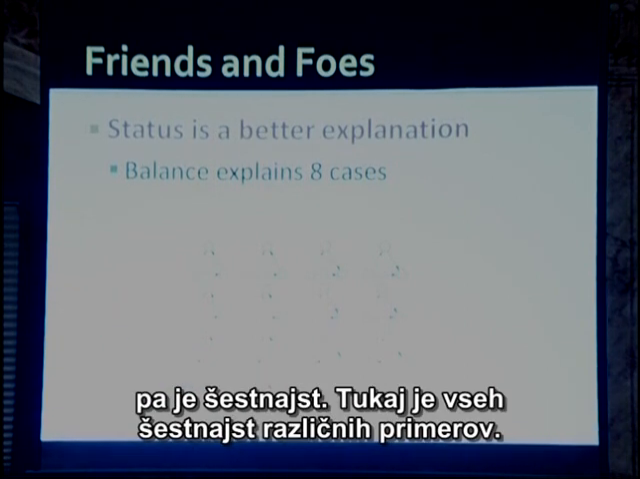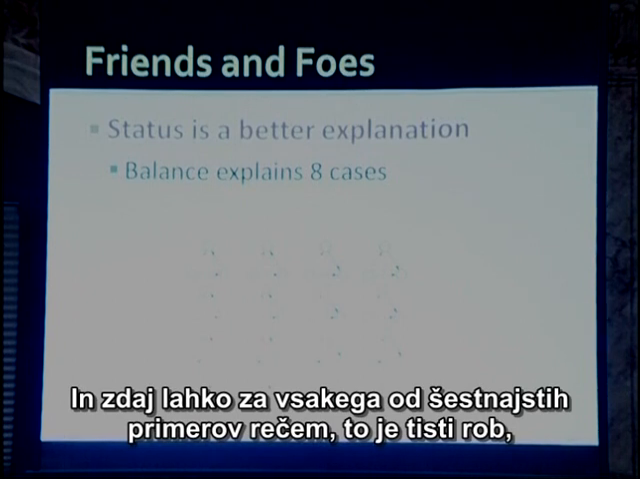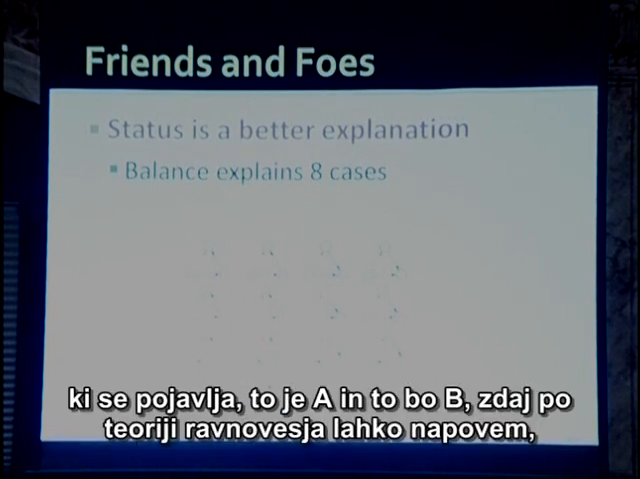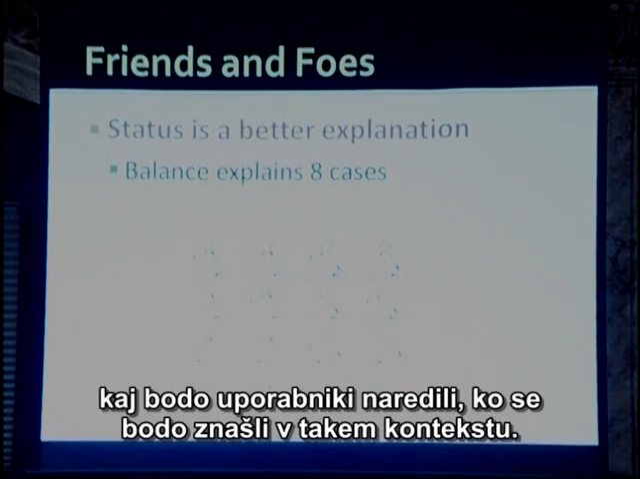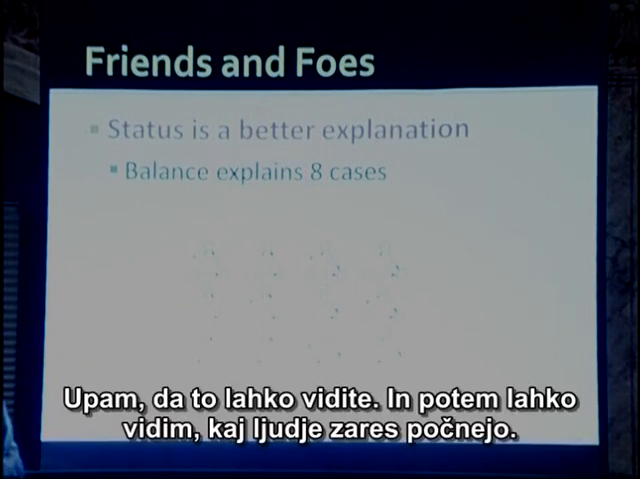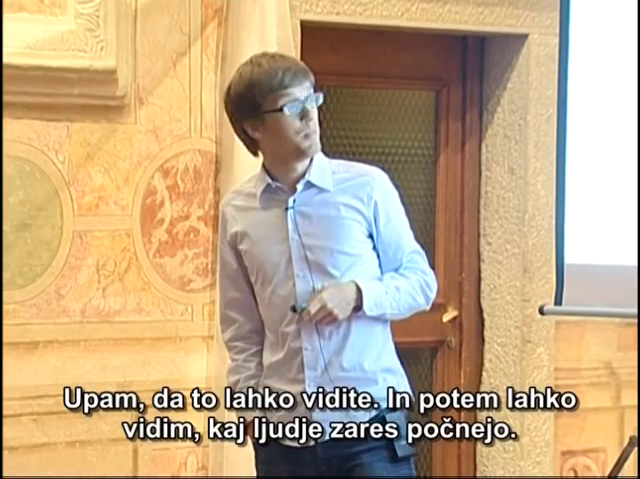And now I can say, for example, for each of these 16 cases, this is the edge that appears. So this would be A, this would be B. Now I can say by the theory of balance, here is what the prediction of the balance is that users would do when they find themselves in a particular context like that. I hope you can see this. And then I can see what people are really doing.